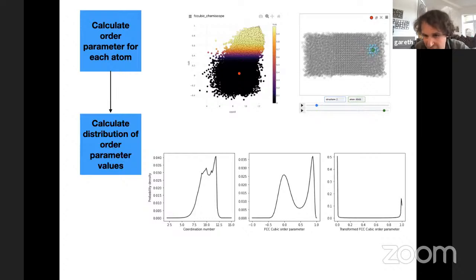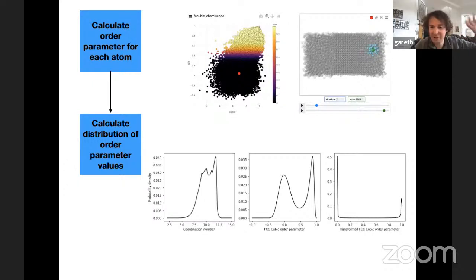If you look at the rightmost panel there, you see that there's a peak at 0, which corresponds to the liquid, and a peak at 1, which corresponds to the solid. That's the panel that's labeled transformed FCC order parameter.